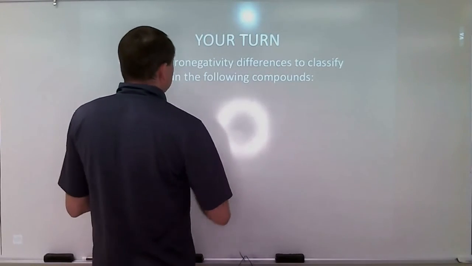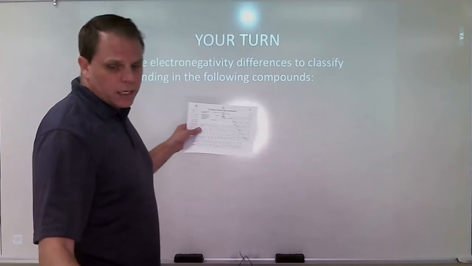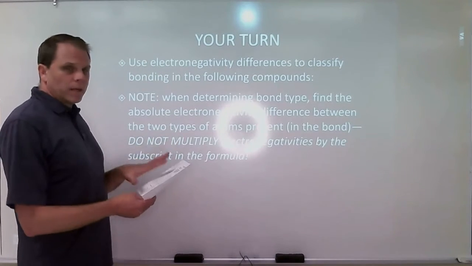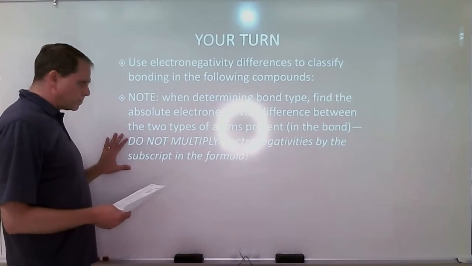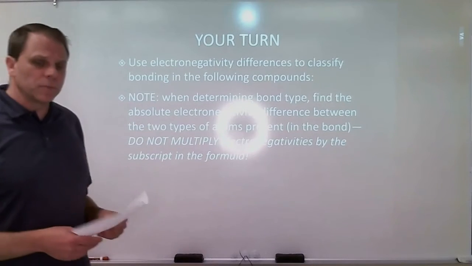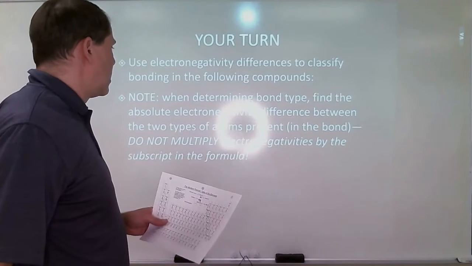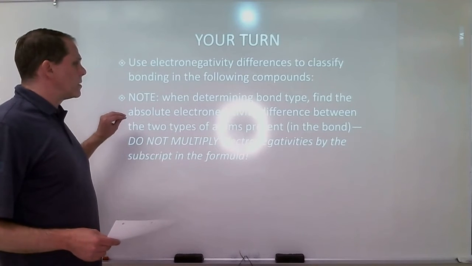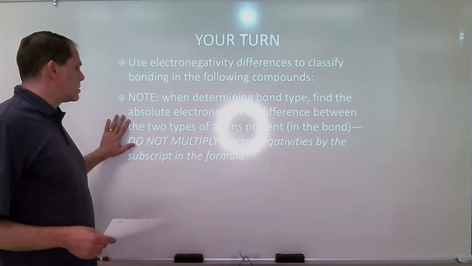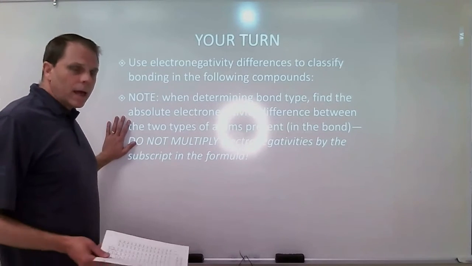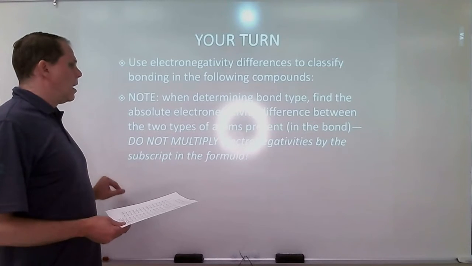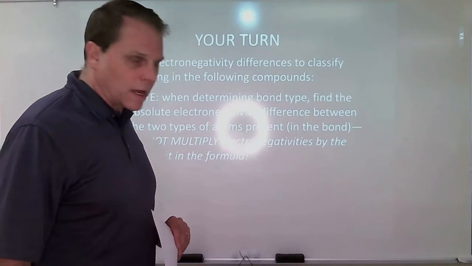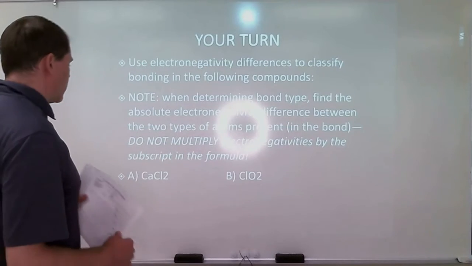So, for instance, if I wanted to figure out the electronegativity differences, then I would have to look up the two different elements that are involved in that compound, and then I would do a subtraction problem and figure out what their differences are. Remember that you're doing an absolute value, okay? Basically, you're just looking at the difference between the two types of atoms present. We don't have to worry about how many atoms there are, okay? It's not like you're multiplying electronegativities by the subscript in the formula. That does not happen. You're just looking at the differences of the two atoms.